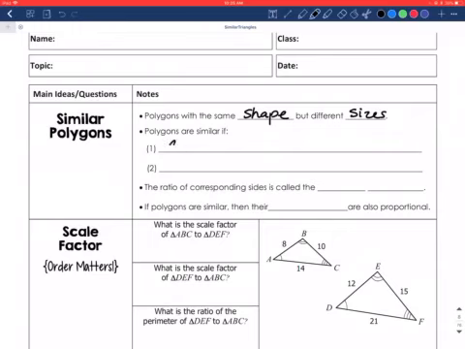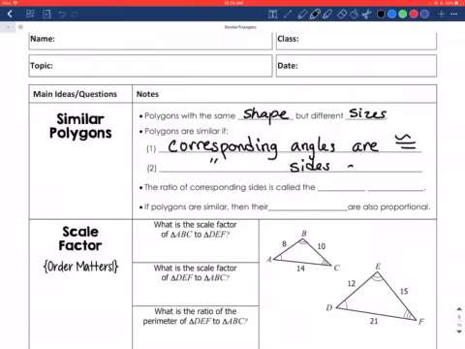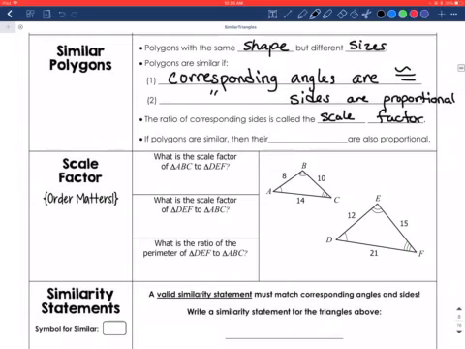Okay, so polygons are similar if these two things are true. If the corresponding angles, those corresponding angles are congruent, and if the corresponding sides are proportional. And a proportion is where two things have a scale factor in common. So that ratio of those corresponding sides is called the scale factor. You may have a scale factor of 2, where it's double. You may have a scale factor of 1/3, where it's 1/3 of the next thing. But that's what we're talking about with the sides.